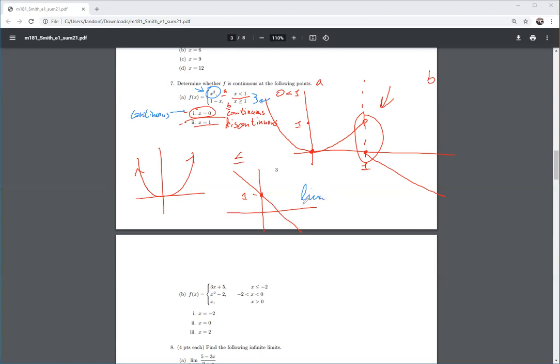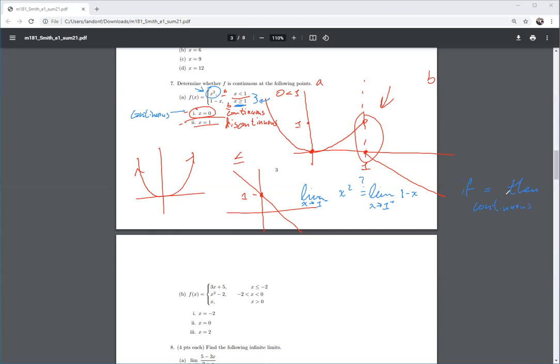So the limit as x approaches 1 from the left of x squared, we want, if these two things equal the limit from the right of the other function. So the other function lives on the right of 1, so we put that there. If these two things are equal, then continuous.